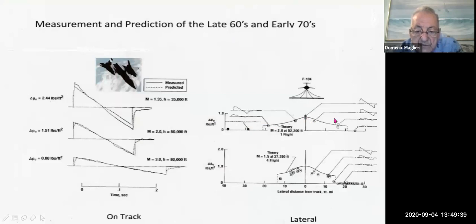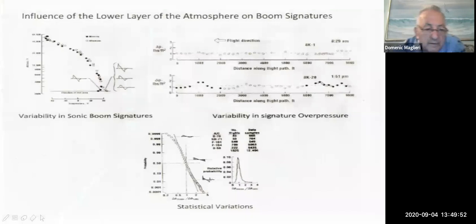These are the signatures, and notice they're pretty much the same on each side. Here's a lower altitude of the F-104 for 4 flights. Again, we didn't do too bad a job. Trouble is, that's not the standard. The atmosphere played a significant role in changing the shape of these signatures. We found this out in '61 during tests at Edwards.